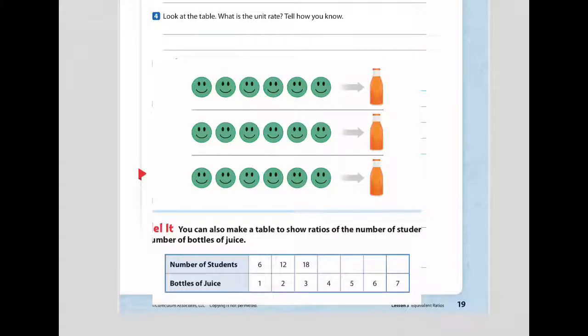Okay, so in question 4, it says, look at the table. What is the unit rate? Tell how you know. So in this one, we're looking at the table, which I'm circling at the bottom right here. And it says, what is the unit rate, and tell how you know. Well, the unit rate is 6 students.